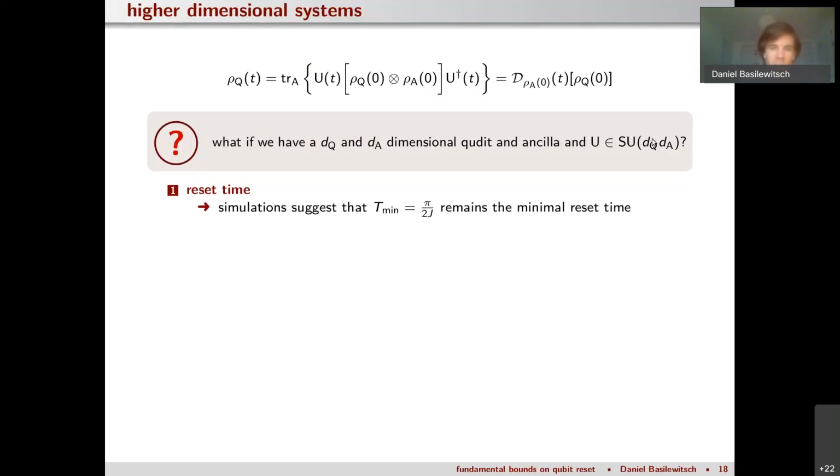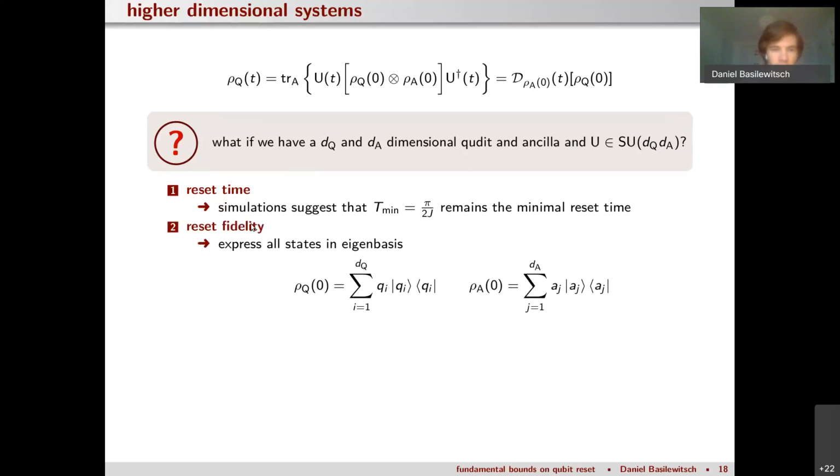To answer the question of what then happens to the reset time, that's not possible to answer analytically. However, we did some numerical studies, and at least we didn't find a strategy that's able to reset the system faster than pi over 2J. So it appears that this remains the time optimal solution, the fastest time at least. However, for the reset fidelity, things change here.